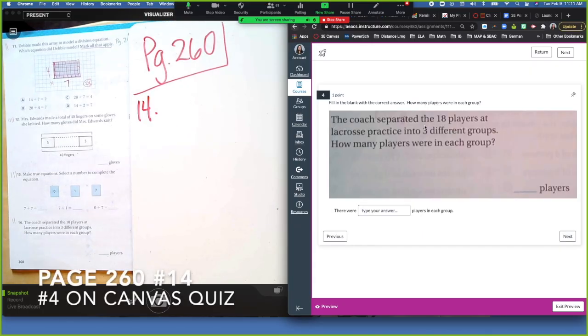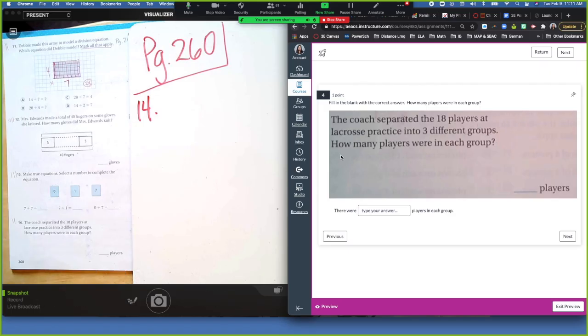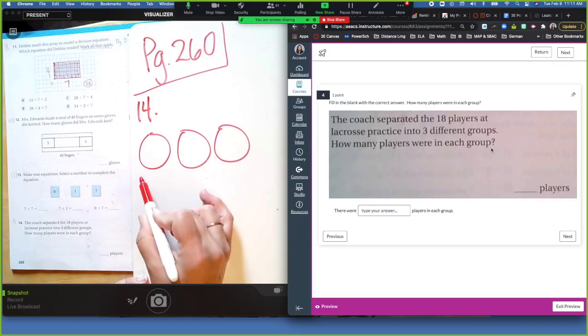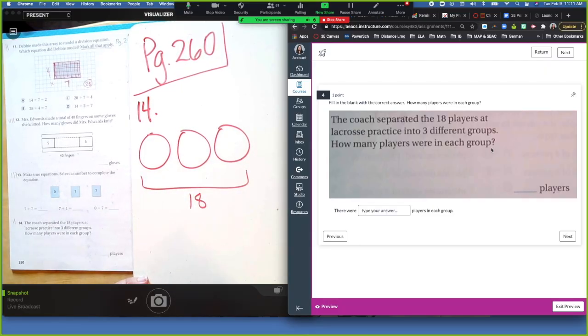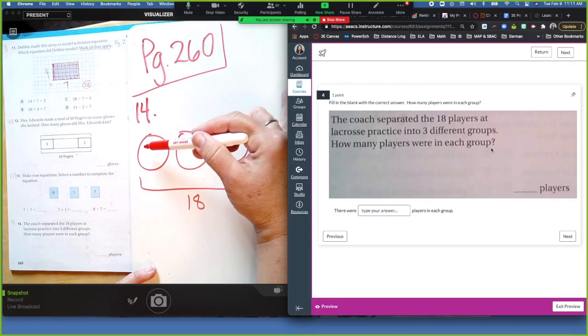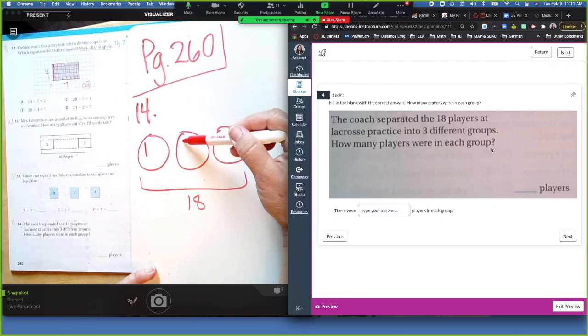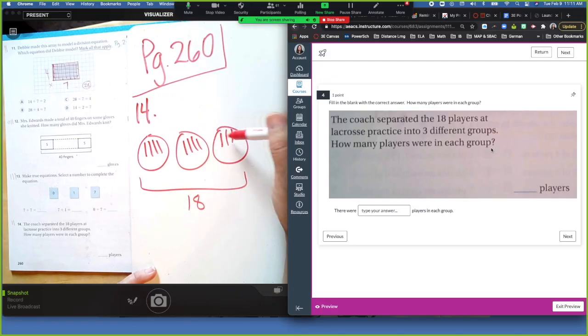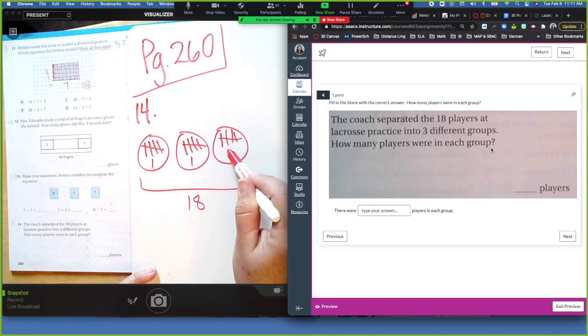The coach separated the 18 players at lacrosse practice into 3 different groups. How many players were in each group? So I know I've got 3 groups and I've got 18 players total, right? So I've got to break them up. My easiest way, not the fastest, is just to put 1 in each group. 1, 2, 3, 4, 5, 6, 7, 8, 9, 10, 11, 12, 13, 14, 15, 16, 17, 18.